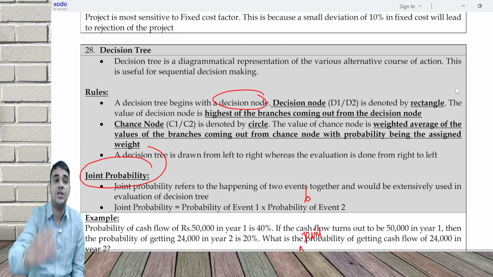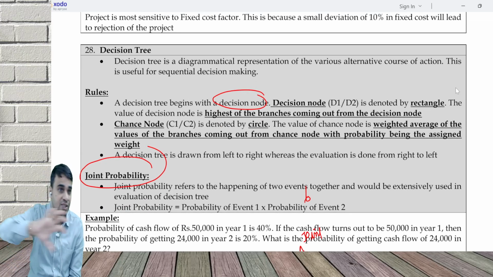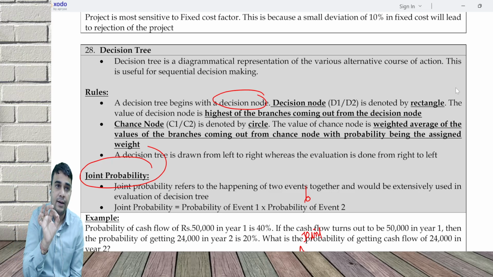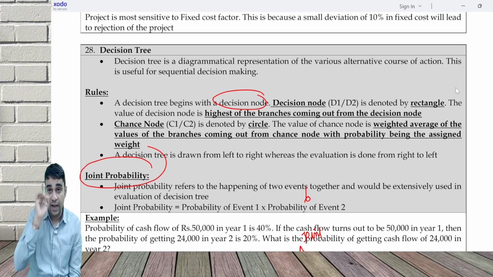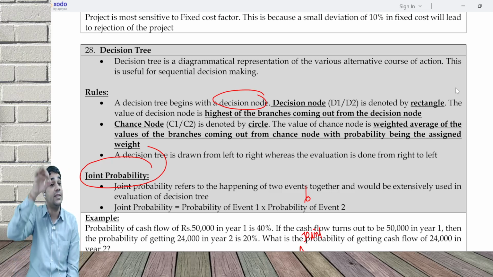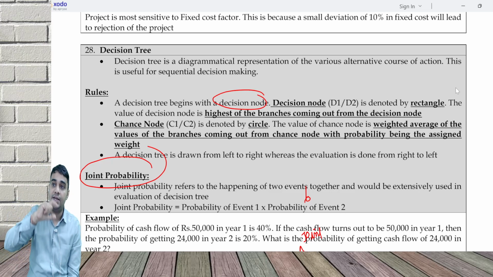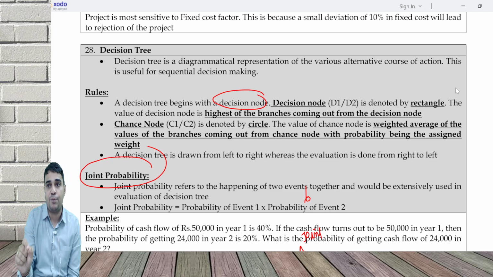Then today we started with decision tree. Decision tree is a diagrammatic representation of various decisions to be taken. Start with a decision node, which is a rectangle, can be broken down into two, circle, can be even broken down into two. Again, if you take a further decision, circle can again become rectangle, rectangle can become circle. Whenever you are putting a rectangle, the branches will not have probability. Wherever you put a circle, the branches need to have probability. If branches are not having a probability, it means it is not a circle, it is a decision. So value of a decision node is the highest of the values of the branches coming out of it, and value of a chance node is the weighted average of the various possible values with probability being the assigned weight.